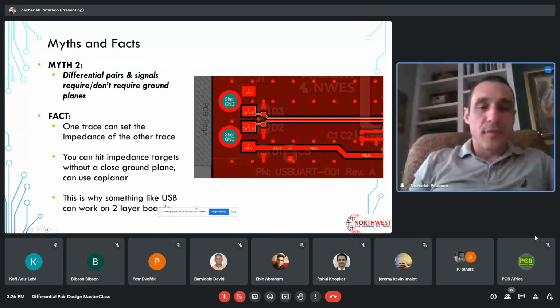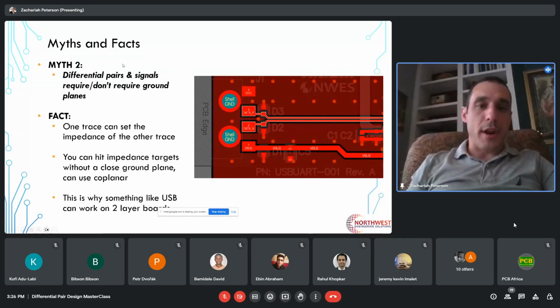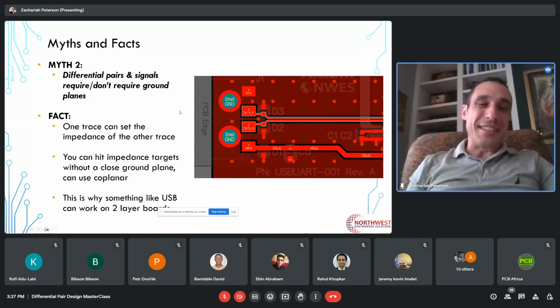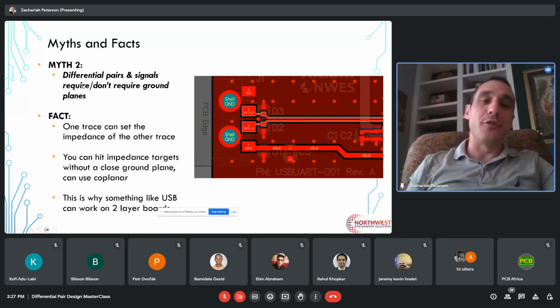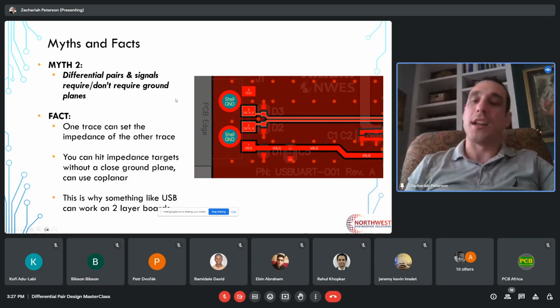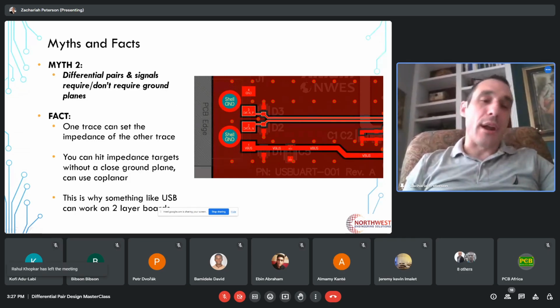Okay, number two. Differential pairs and signals require or don't require ground planes. So this is a fun one because there are two versions of this myth. The myth is that you absolutely must always have a ground plane no matter what, or you don't need a ground plane ever, and you can always route differential pairs however you want. So there are reasons to have a ground plane.